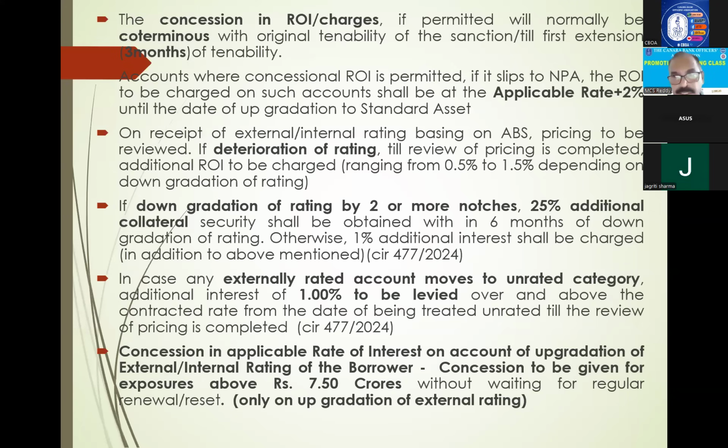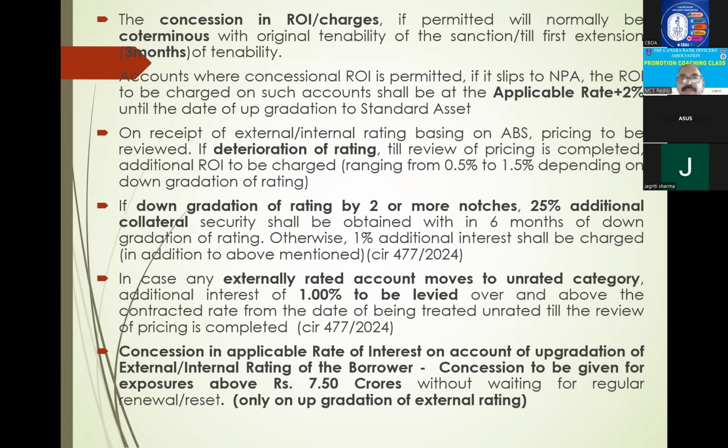First extension, 3 months, granted. Up to that, your concessions will apply. Second extension, another 3 months is also permissible, but there are no such concessions. You have to charge normal rates only. This is up to what extent concessions are permitted.